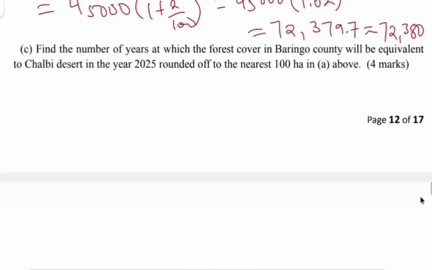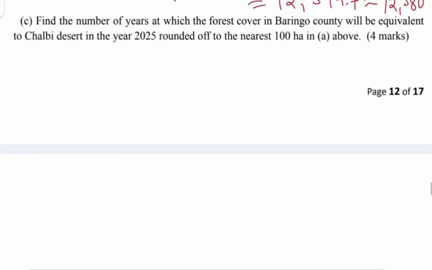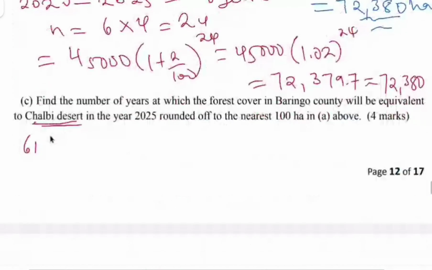Mpaka hapo tumeelewa. Question C yasema nini? Find the number of years at which the forest cover in Baringo County will be equivalent to Chalbi Desert in the year 2025, rounded off to the nearest 100 hectares in A above. So will be equivalent. So hapa tutafanya nini? Hii ni easy pia, kumbuka ni easy. So umeambiwa ile Chalbi Desert, obviously mwajua sahi Chalbi Desert ni ngapi in the year 2025. Mpaka 2025 tulitafuta hapa ilikuwa ni 61,212.